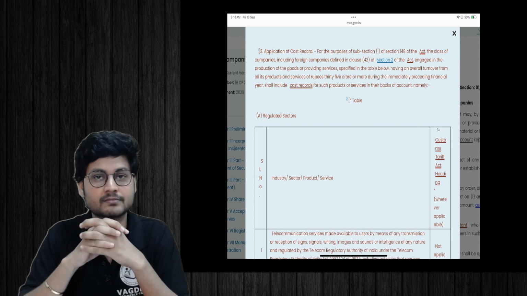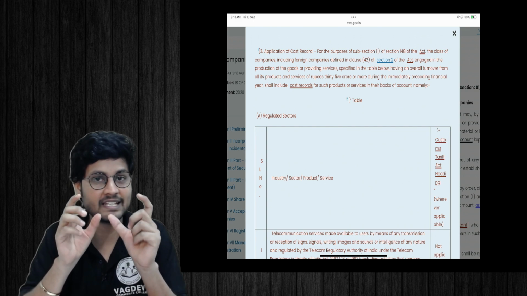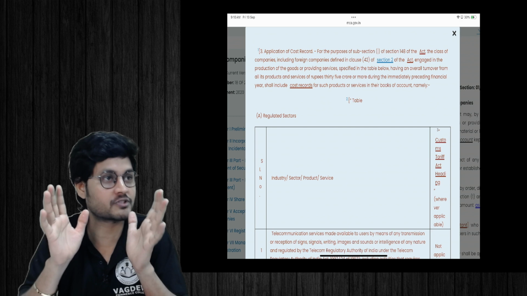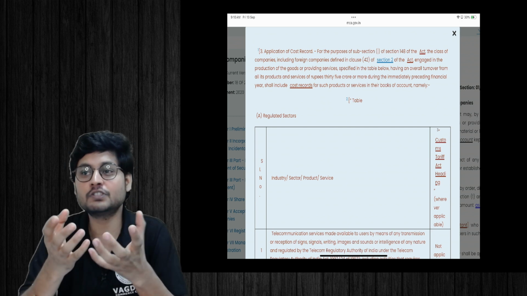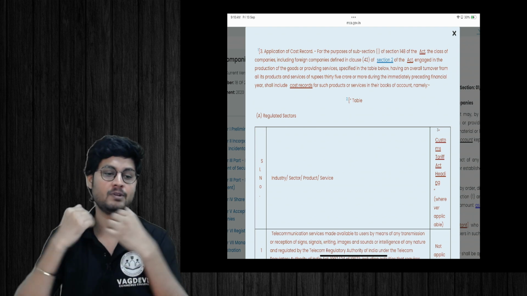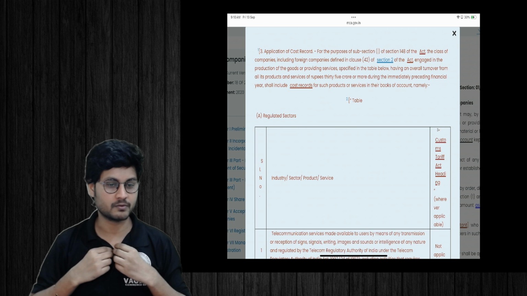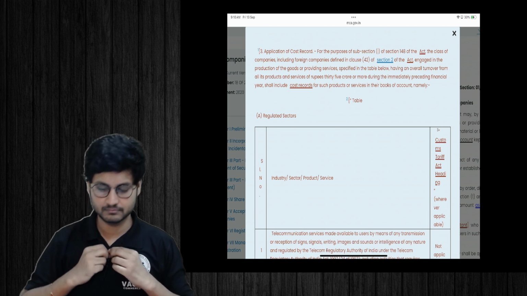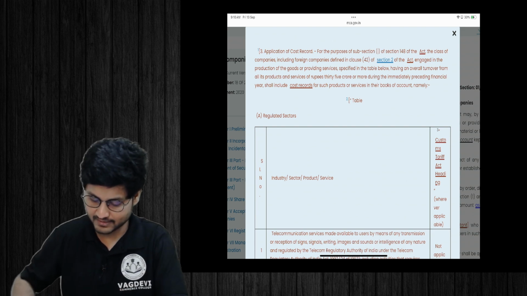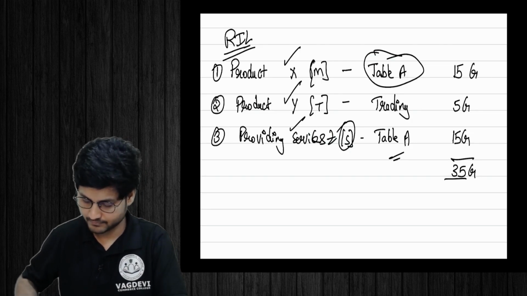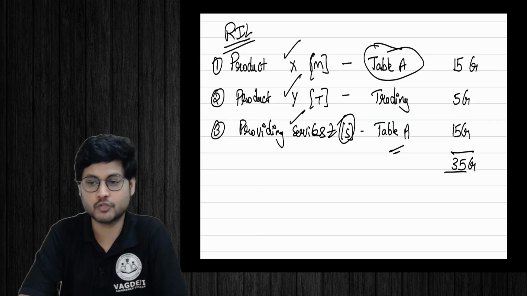Beautiful point. So, "such goods" has a meaning. What is "such goods"? Those goods which are mentioned in table A and table B. That's it. So you can take this example, a knowledge capsule.